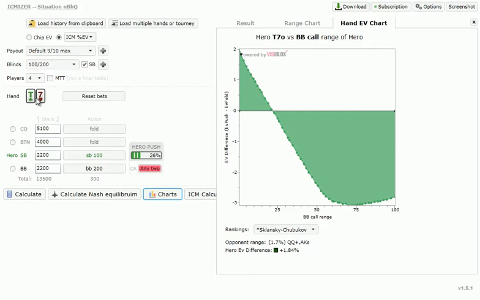And we can see that charts in this case allow us to quickly find this point where it becomes negative, and this is the power of hand EV chart.